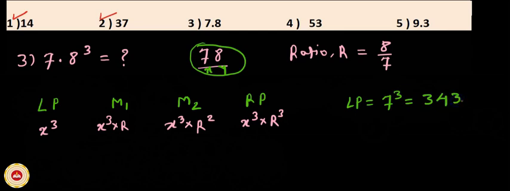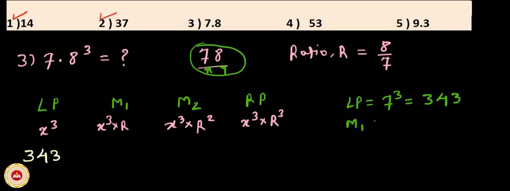343. Correct? See friends, again I am telling you, it is very important to know the cubes of the numbers up to 20 to 25. It will always help you in faster calculations. So the value of the left part is 343. So write 343.